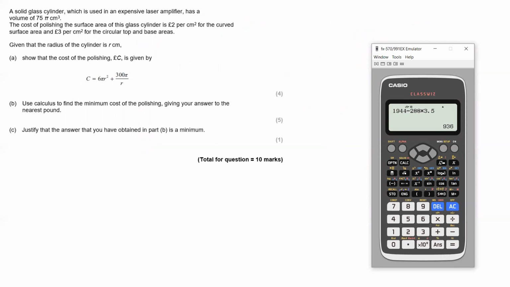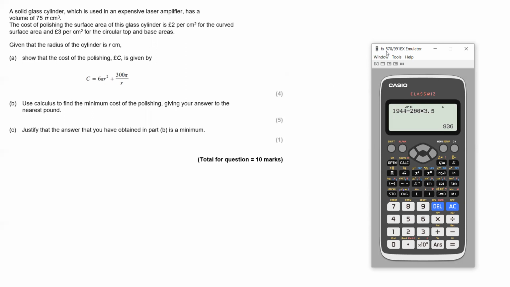So it's a solid glass cylinder, which is used in an expensive laser amplifier, and has a volume of 75π centimeters cubed. The cost of polishing the surface area of this glass is £2 per centimeter squared for the curved surface area and £3 per centimeter squared for the circular top and base. Given that the radius of the cylinder is r, show that the cost of polishing is given by this particular expression.